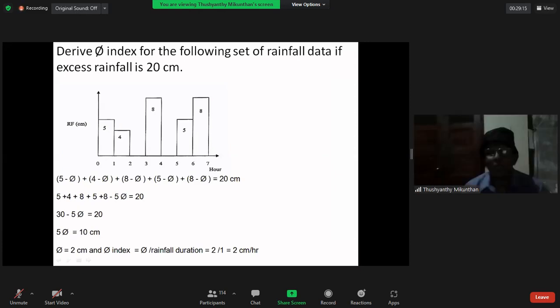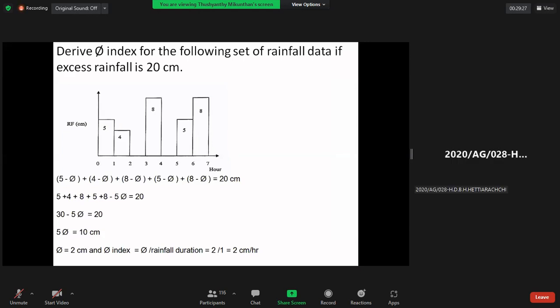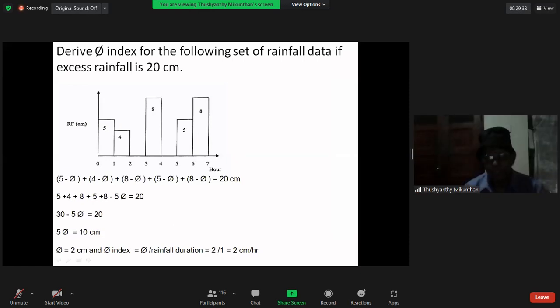Is it okay, everybody? Because I did two calculations now. One is estimating the initial loss. The second one is estimating the continuous loss. I have uploaded these PowerPoint slides, but write them yourself, because I am taking the lectures very slowly. So please write.